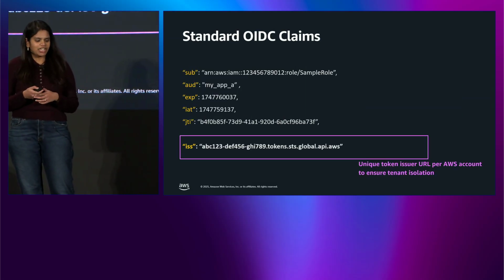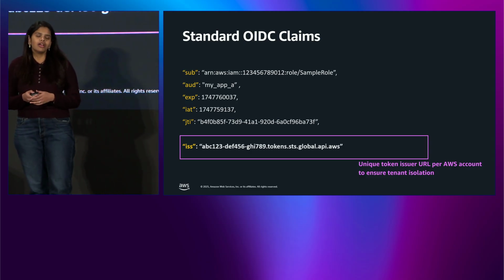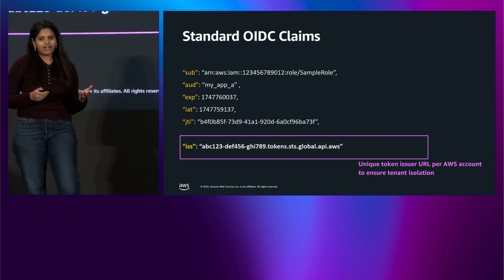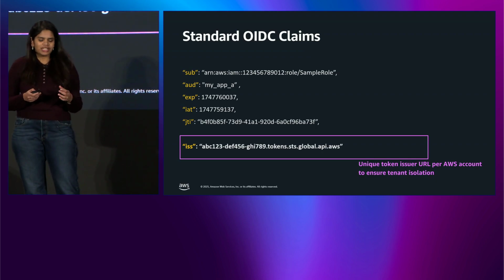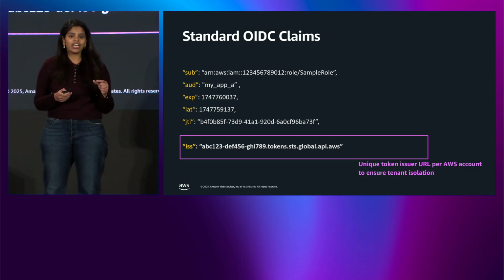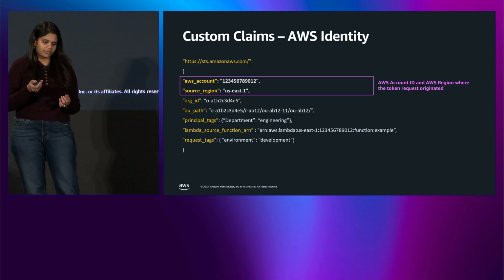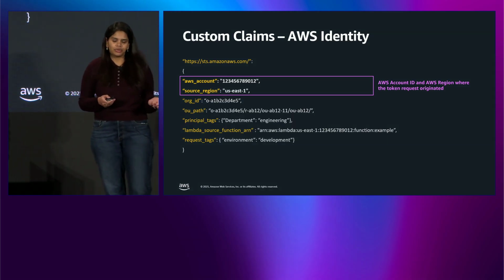Let's actually pay special attention to the issuer URL here. When we were building this feature, we thought about what would be a good way to deliver a secure by design experience for customers. And we decided to go with an issuer URL that's specific to your AWS account to guarantee tenant isolation. So now let's look at the custom claims within the token.